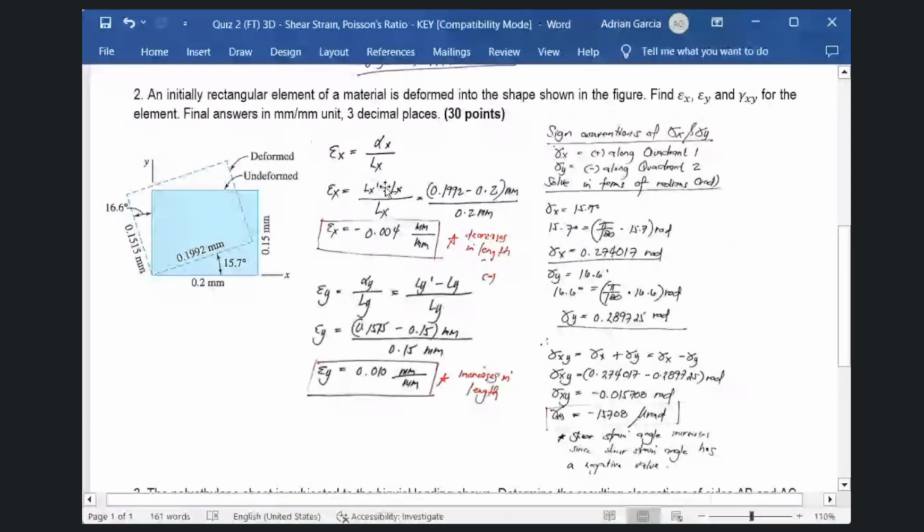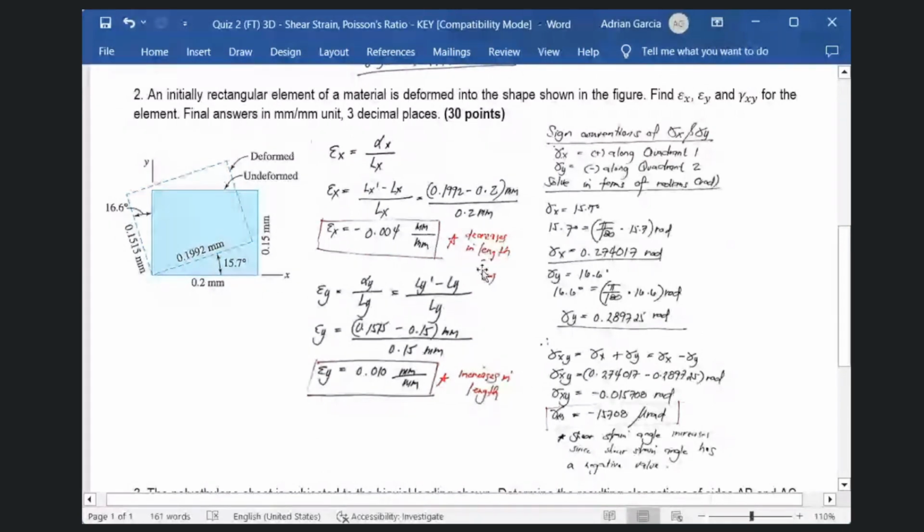Okay, that length is the length given there, which is this. Then this 0.15 is the other side of this rectangle. Then this is your new length in X. From 0.2, you have a new length of 0.1992. Then you can determine that your strain at X is negative 0.004 mm over mm. It means it decreased in length, so the sign is negative.